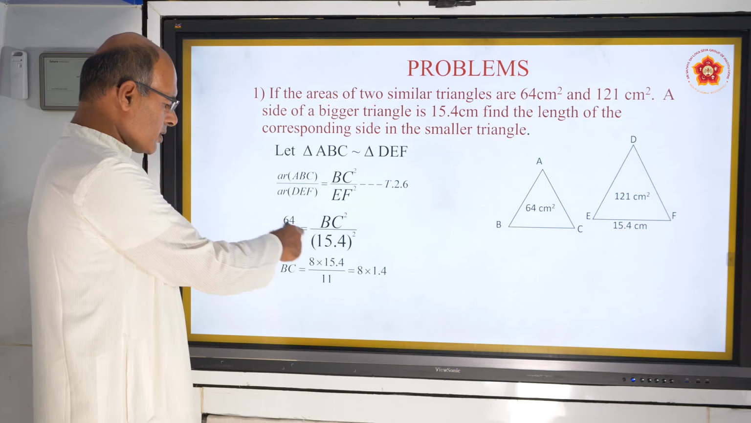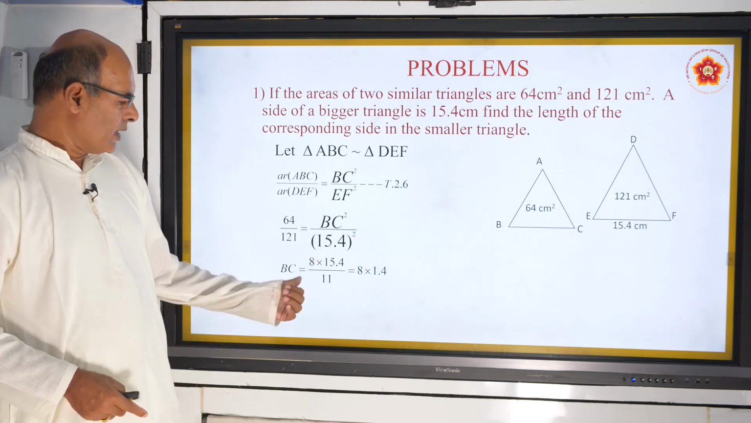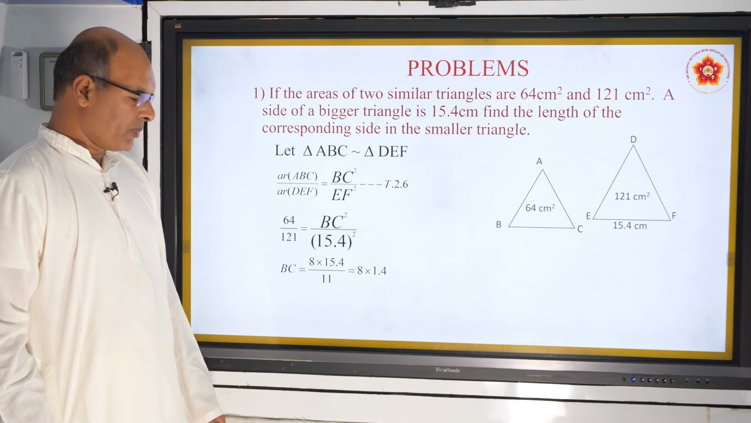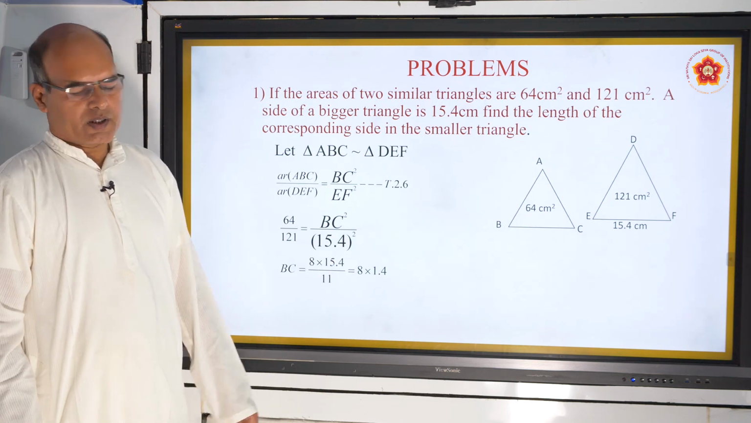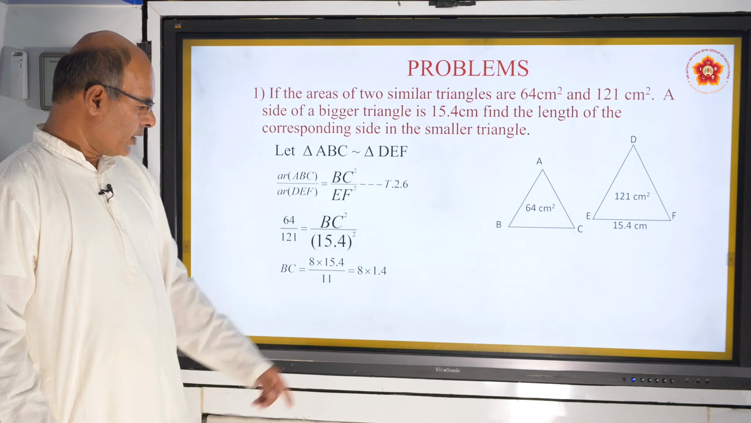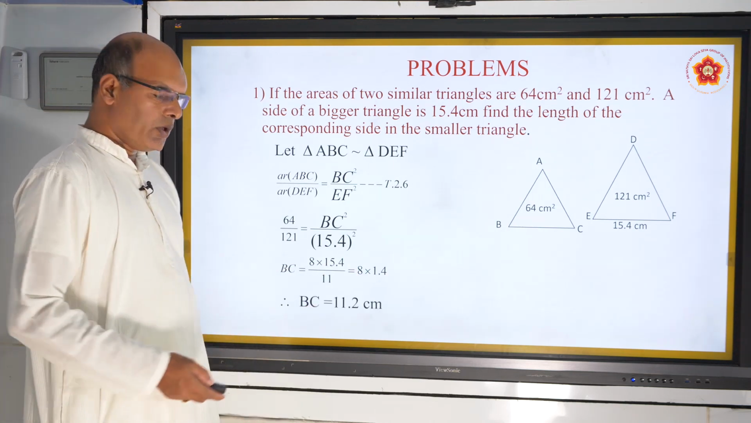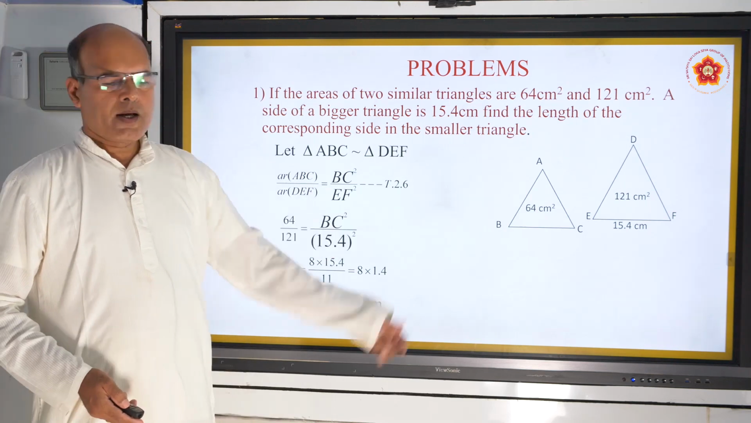So on cross multiplication you get 8 into 15.4 divided by 11. So 11 ones are 11, 4 remains, 4.4, that is 11 fours are 44, so 1.4. Into 8, that is equal to 11.2 centimeter. That is the length of BC.